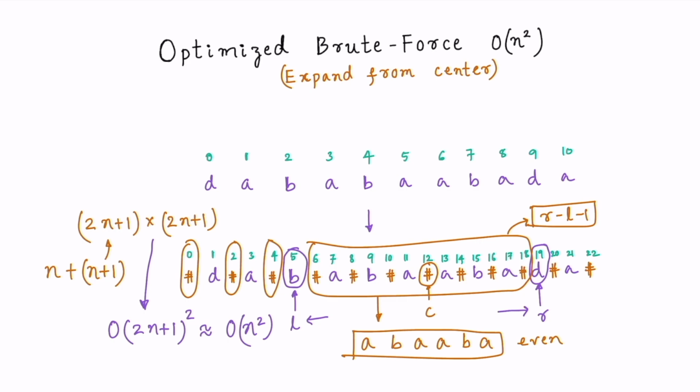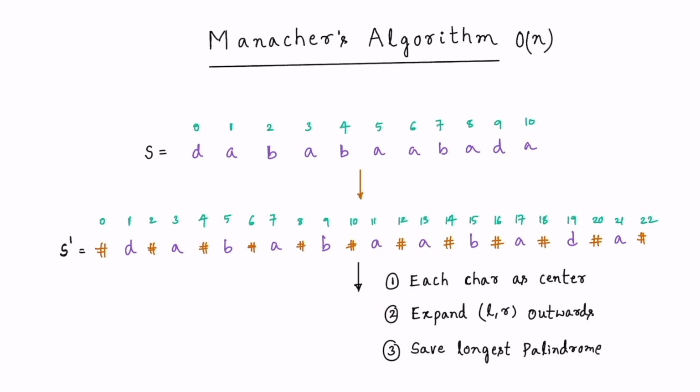Now let's see how to optimize this even further to make this an O of n algorithm, which happens to be Manacher's algorithm. So previously we started from this input string s, and we added a special character hash at all the gaps to get this new string s prime. And on this new string s prime, we ran this algorithm where we considered each character as the center, and from the center we expanded the left and the right pointers outwards until we found two characters that are not equal, and we saved the longest palindrome.